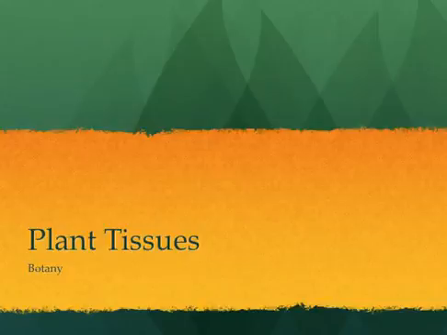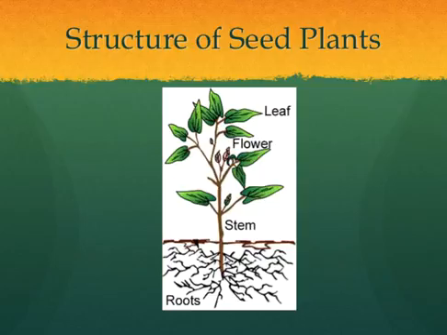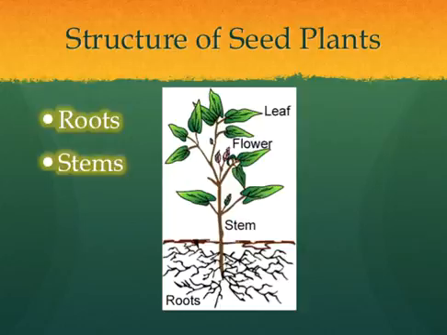In this lesson, we will be discussing plant tissues. The cells of a seed plant are organized into different tissues. Those tissues are then organized into organs. The three principal organs of seed plants are roots, stems, and leaves.